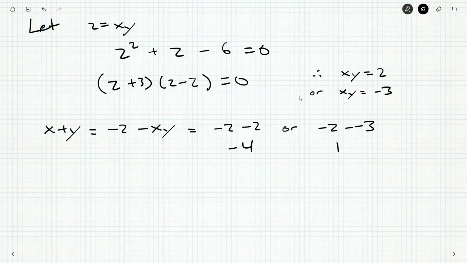So now I need x plus y to be negative 4 and xy to be 2. Can that ever happen? I don't think so. I mean, I'm willing to be wrong, but I don't think it can happen. And x plus y being equal to 1 and xy being equal to negative 3. Well, I'll tell you what, we can make the quadratic out of this.